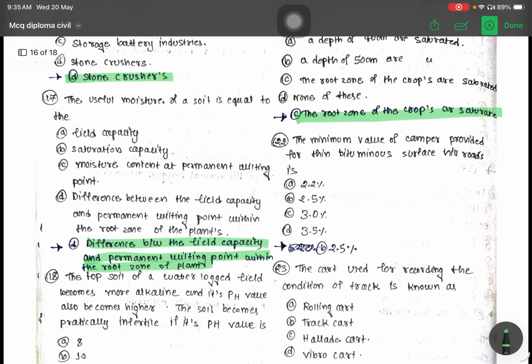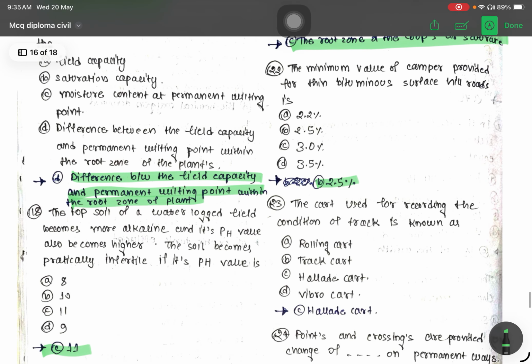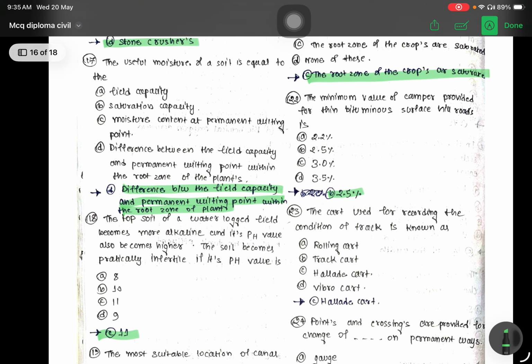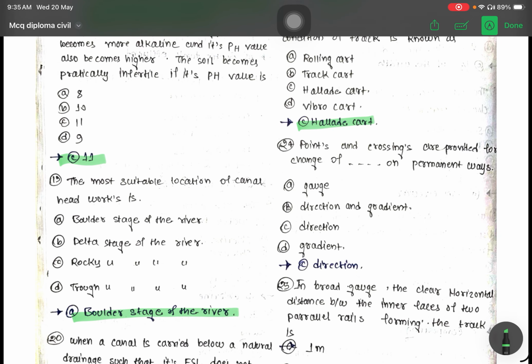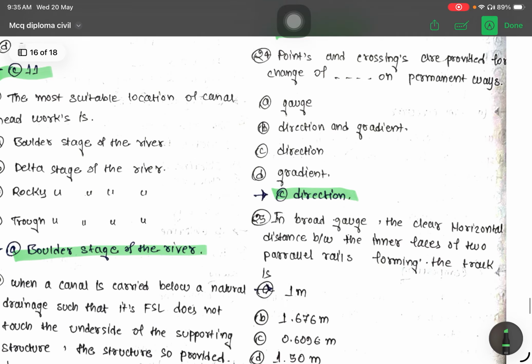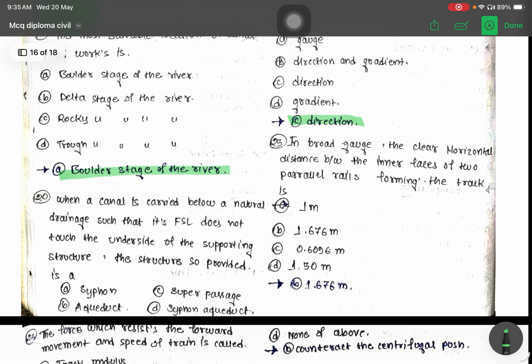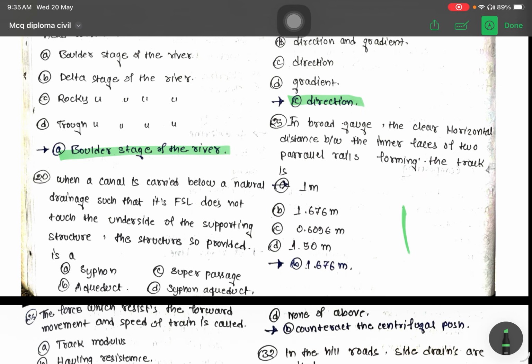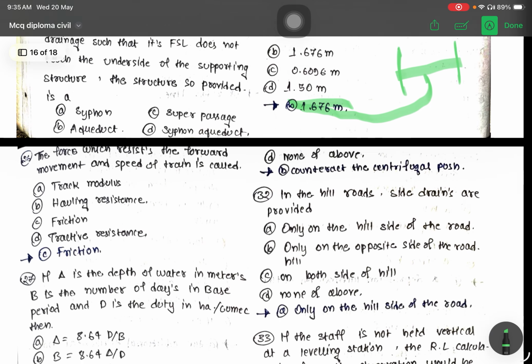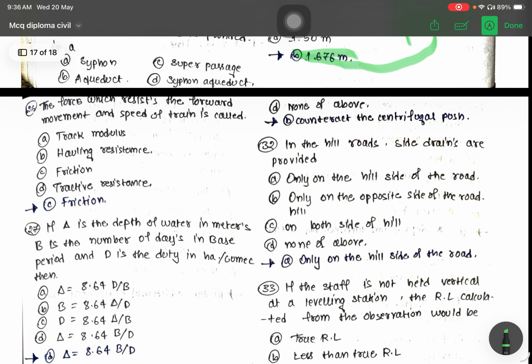The minimum value of the camber provided for a bituminous surface hill road is 2.5 percent. The cart used for recording the condition of the track is known as the Hallade cart. Points and crossings are provided for change of direction on permanent ways. In broad gauge, the clear horizontal distance between the inner faces of the track is 1.676 meter. The force which resists the forward movement and speed of the train is called friction.